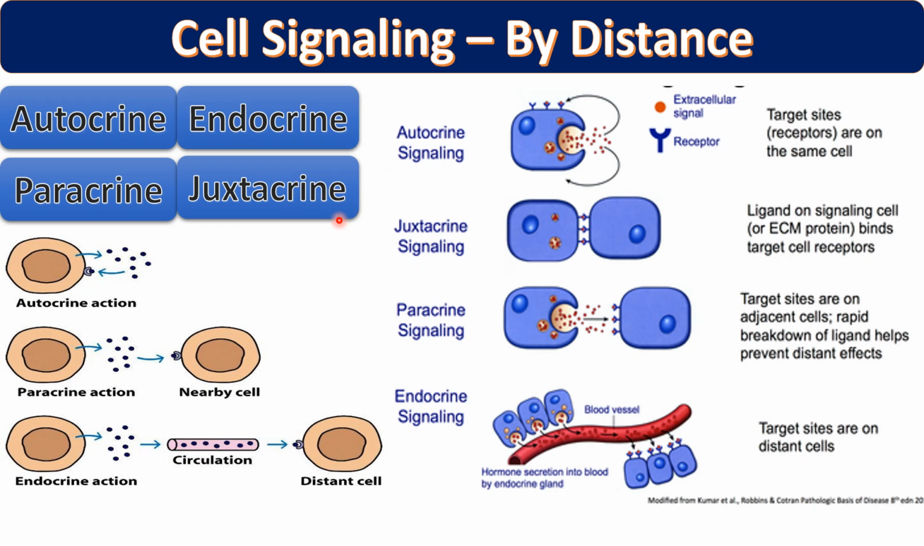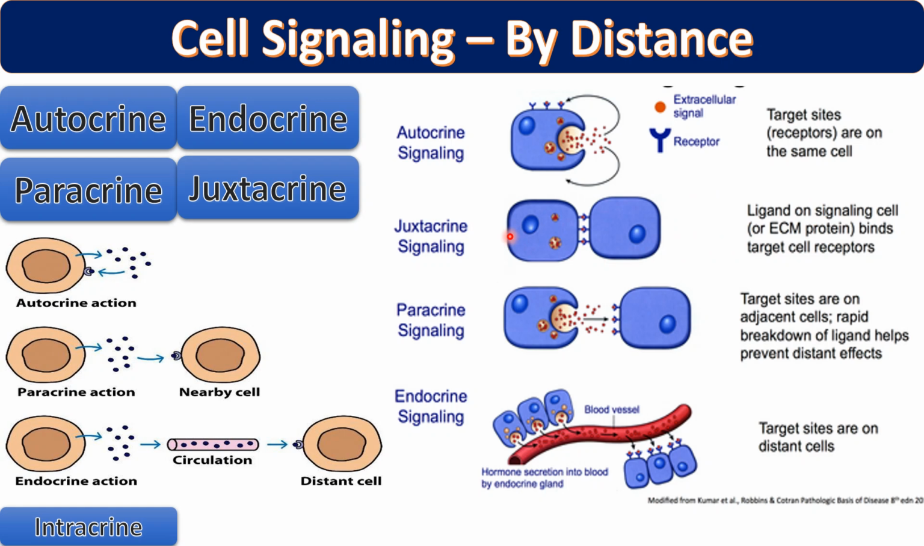A fourth category is juxtacrine signaling. It is a cell-to-cell communication in which signaling molecules released from one cell interact with the receptors of an adjacent cell, such as in Notch signaling. That is called juxtacrine signaling. Other than these four important types, there are some other signaling systems, like intracrine.